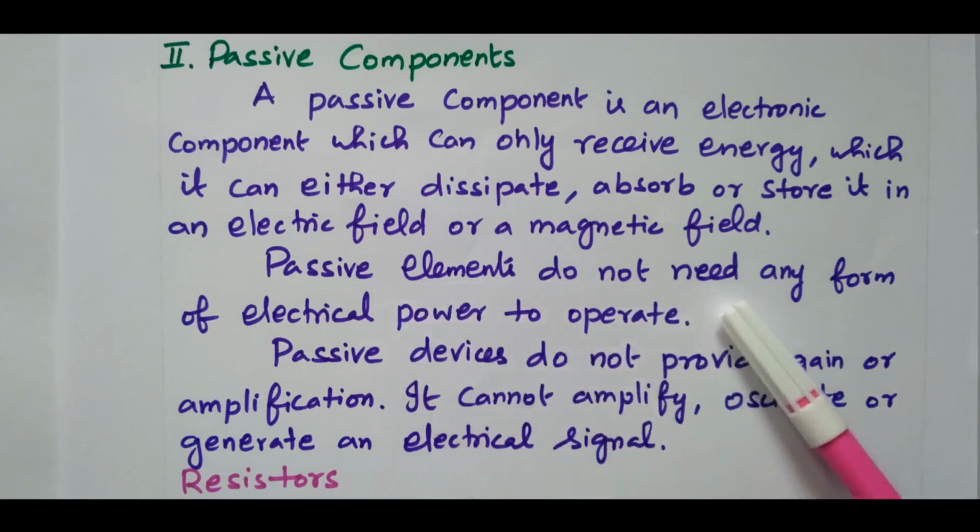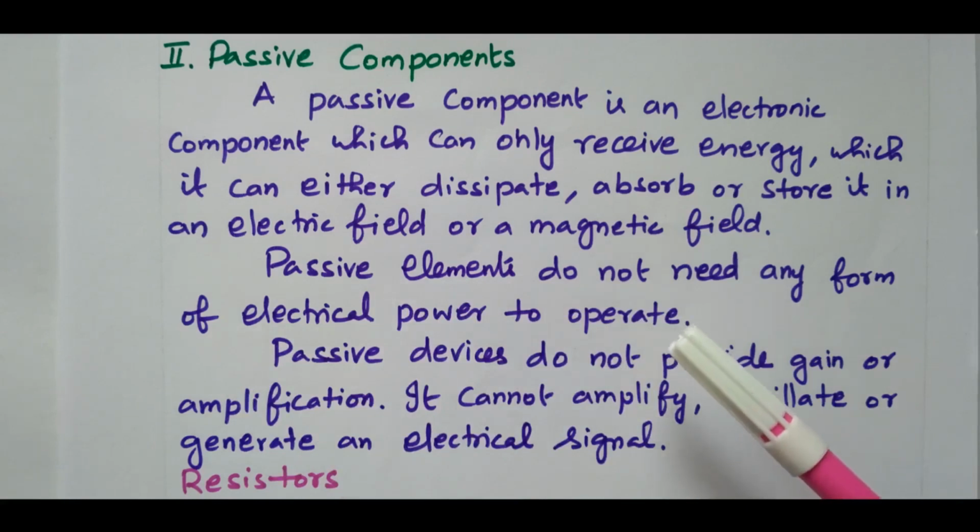Passive elements do not need any form of electrical power to operate. There is no specific power needed to operate this element. If you connect it in the circuit, it will do the work. No need for any power to operate. Passive devices do not provide gain or amplification. Either it will absorb the energy, dissipate the energy, or store the energy. It cannot amplify, oscillate or generate an electrical signal, right? It will not do any amplification.